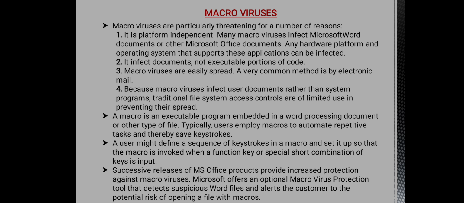Successive releases of MS Office products provide increased protection against macroviruses. For example, Microsoft offers an optional macrovirus protection tool that detects suspicious Word files and alerts the customers to the potential risk of opening a file with macros. Various antivirus product vendors have also developed tools to detect and correct macroviruses. As in the other types of viruses, the arms race continues in the field of macroviruses, but they are no longer the predominant virus threat.